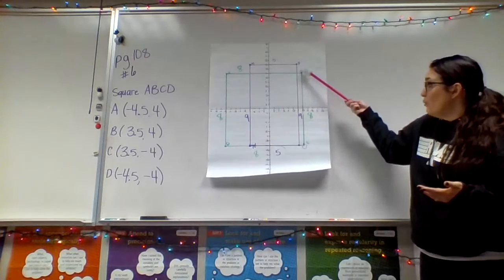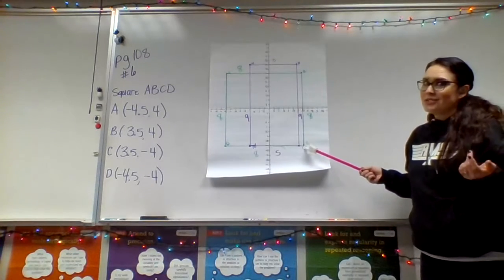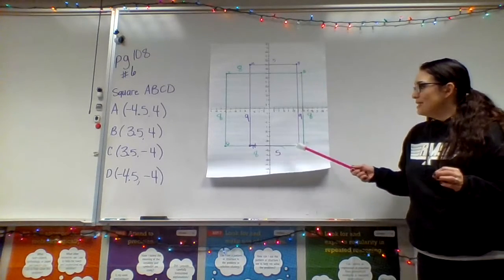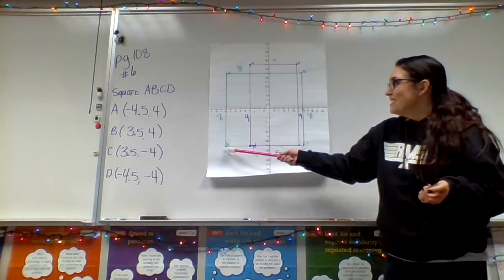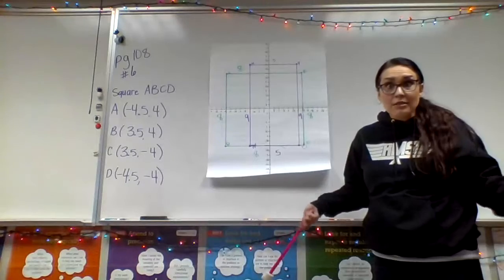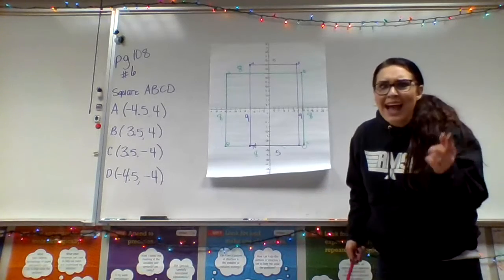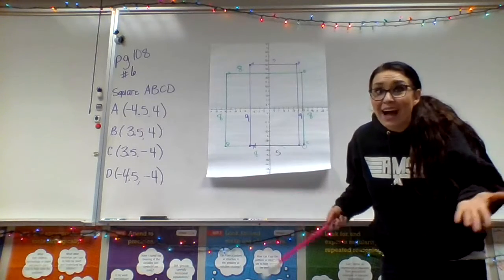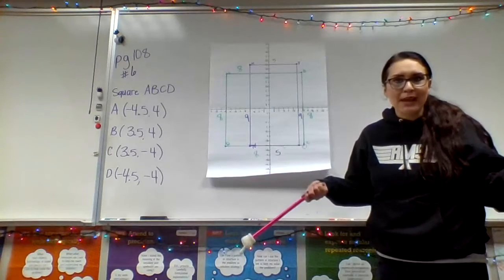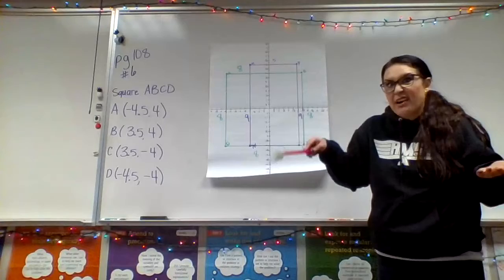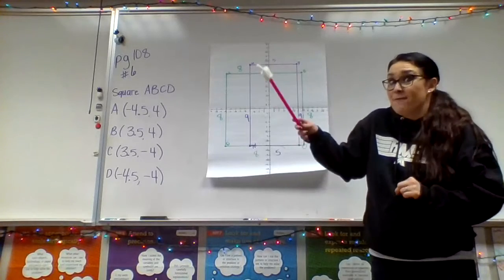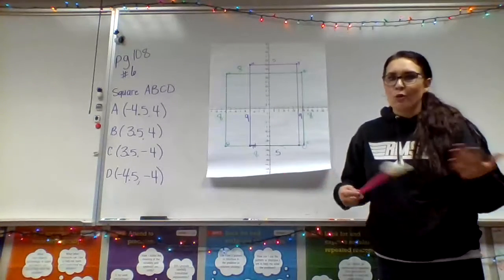The distance between point B and point C is also 8 units. The distance between point C and point D, you're right, 8 units. And the distance between point D and point A, also 8 units. Now, how do we find the area? Well, we multiply, right? While perimeter is plussing or addition, that's how I remember it. The P for perimeter is the P for plussing. Area, we're going to multiply, right?